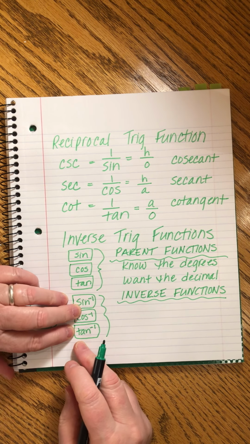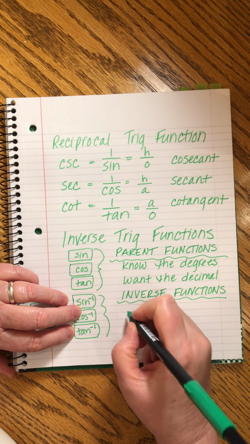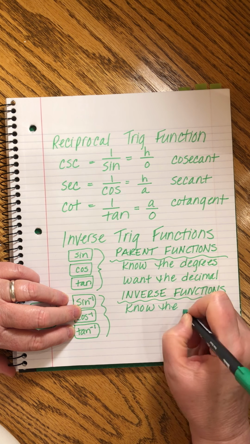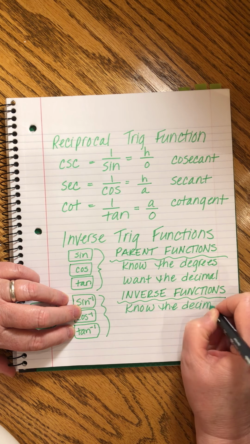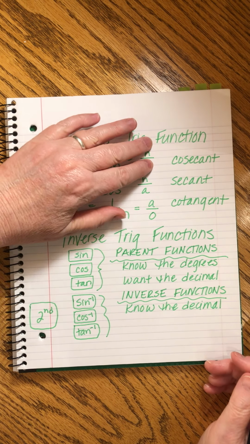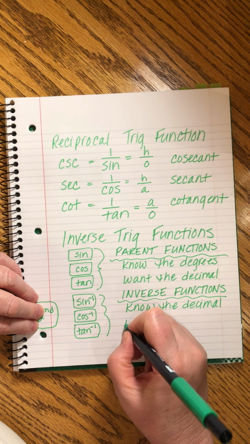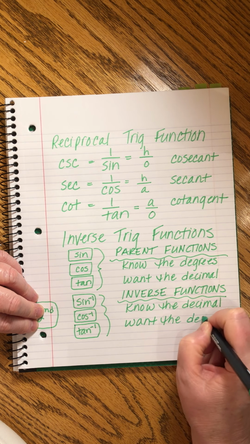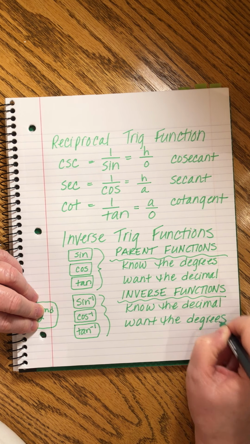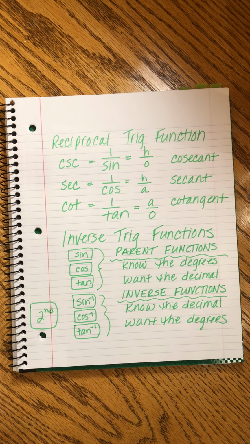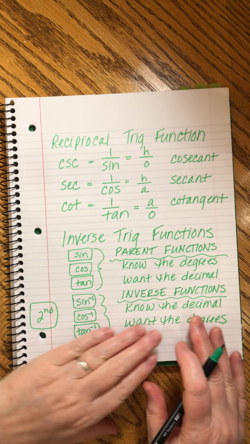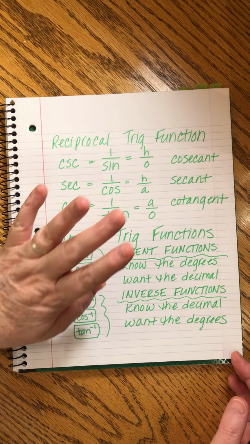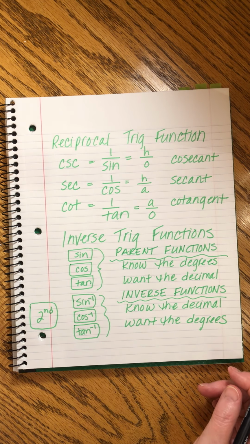These buttons are useful when we know the decimal or the fraction, right? We know these numbers and we want the degrees. We want to know how big the angle is. So inverse functions are when we know the sides, the fraction or the decimal, and we're trying to find out how big the angle is.